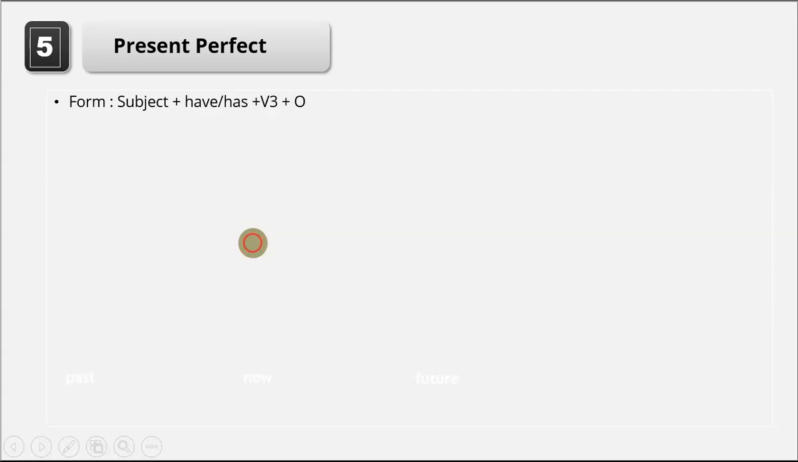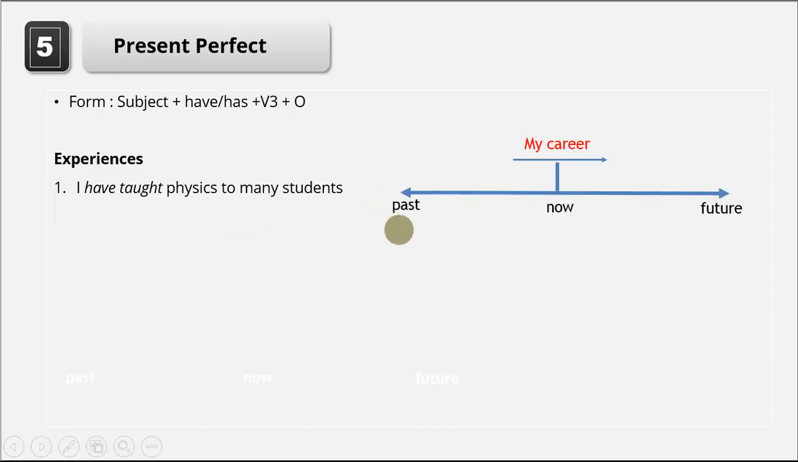Now, when is the present perfect tense used? It is used for experiences. Let us take a few examples. I have taught physics to many students. Now, let's understand this with a timeline. I'm sure you know what a timeline is.